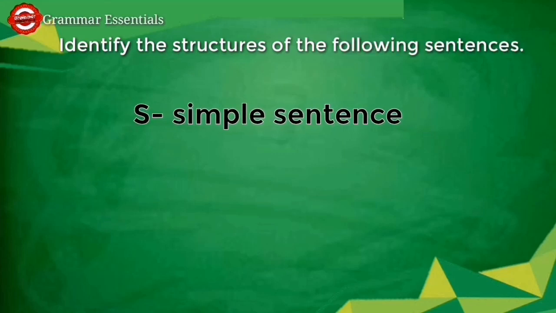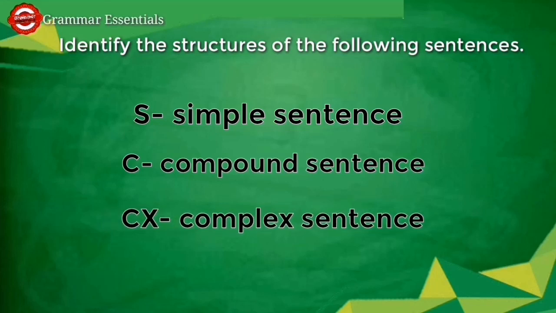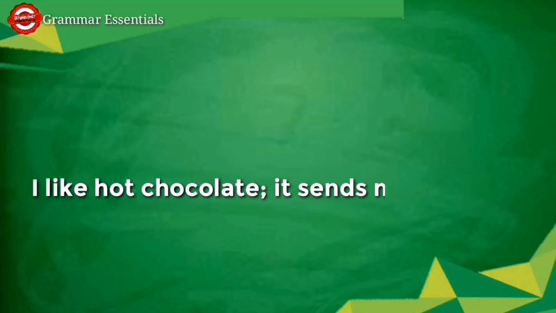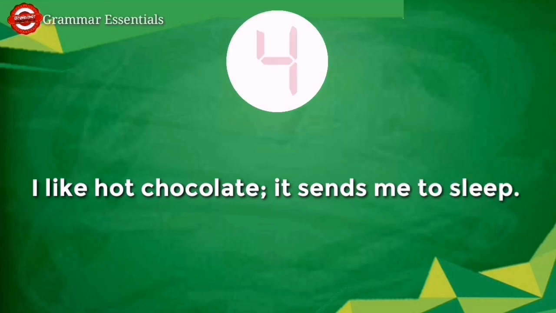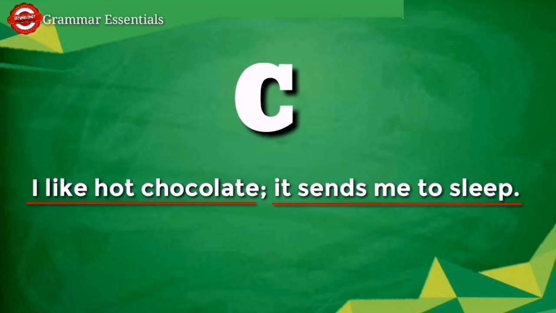Write S if the sentence is a simple sentence. Write C if it is a compound sentence. And write CX if it is a complex sentence. Good luck, everyone! The first sentence is, I like hot chocolate; it sends me to sleep. This is a compound sentence because it contains two independent clauses joined by a semicolon.